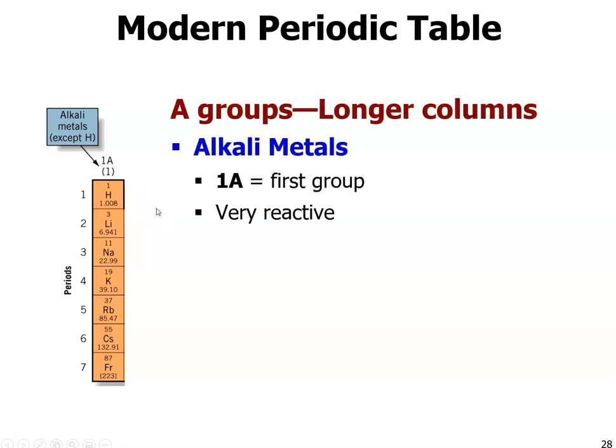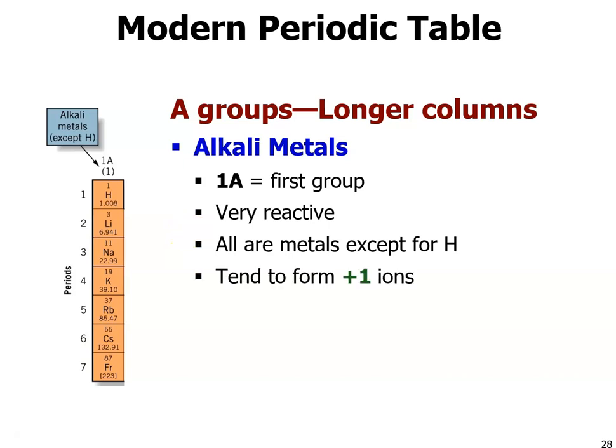So this first group, these are typically very reactive, and all of these are metals except for hydrogen, which is not a metal, it is a non-metal. And we're going to, again, talk about why hydrogen is kind of weird, but we'll get into that a little later. All of these tend to also form +1 ions. Again, we'll get into more of that later in the semester as to why those form +1 ions.